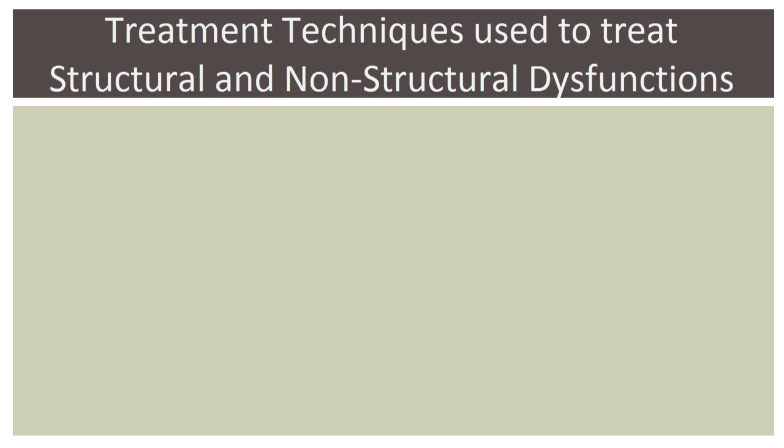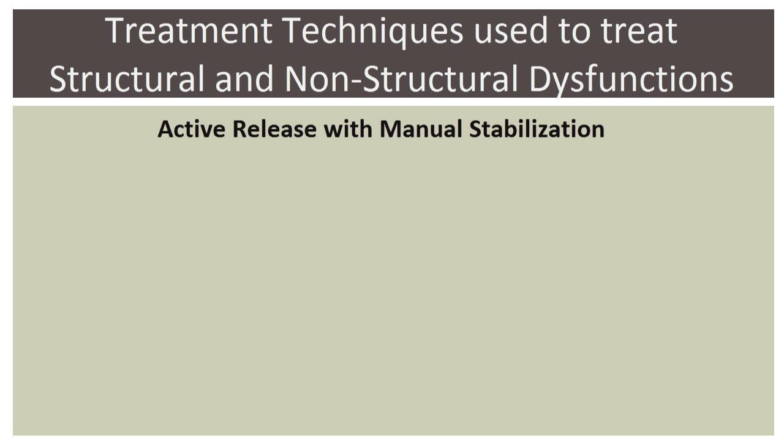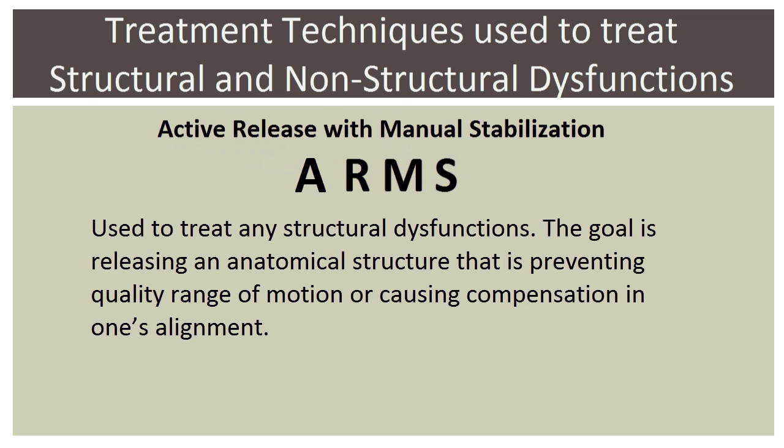The treatment techniques that I'm going to introduce to you in this class are two techniques that are used to treat structural and non-structural dysfunctions accordingly. The first one is active release with manual stabilization. I call it ARMS. And the ARMS technique is used to treat all structural dysfunctions, where the goal is releasing an anatomical structure that is preventing either quality range of motion or causing a compensation in a person's alignment. This technique evolved from Greg Johnson's functional mobilization technique.